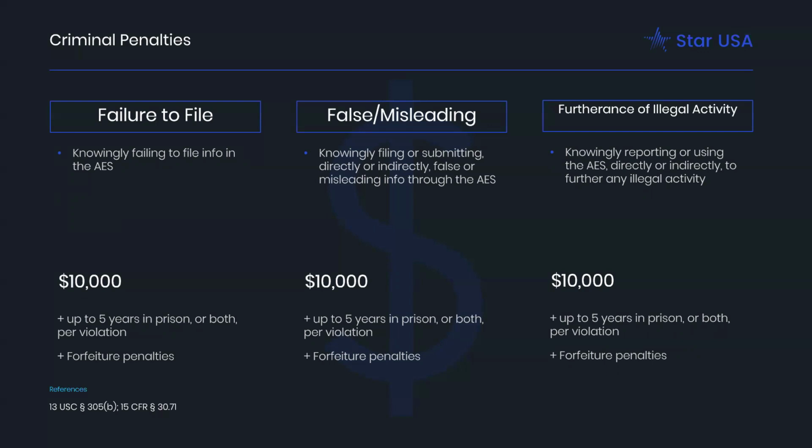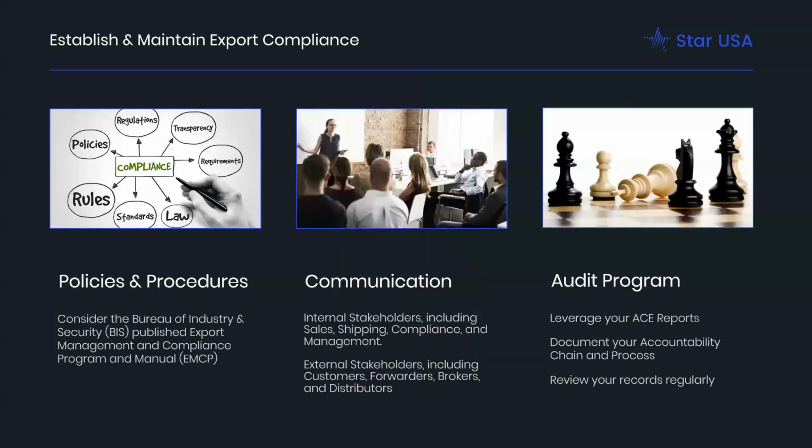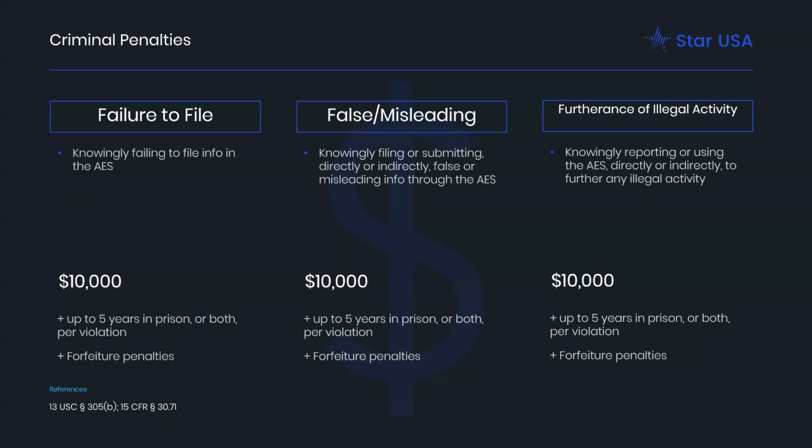You can meet this threshold by giving your forwarder information that they're going to file, and knowing that the information is incorrect, you can be held criminally liable. And further to any illegal activity, knowingly reporting or using the AES for such purposes, $10,000 plus up to 5 years in prison, or both.